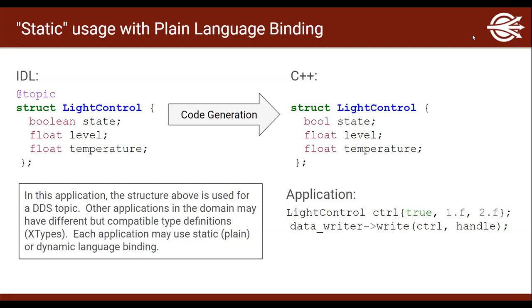So the application, when it's writing, instantiates an instance of light control and then sends that to the typed writer. Even if a reader has a slightly different definition of light control, say it has an extra member that it wants, and it is willing to default that extra member, then it would be compatible with a writer that doesn't have that member, and vice versa. The writer could define more fields than what the reader expects.